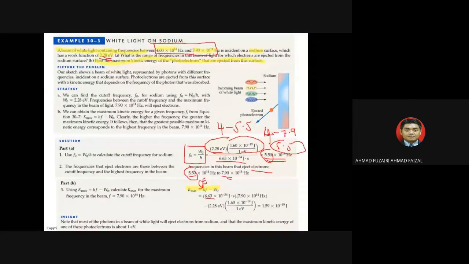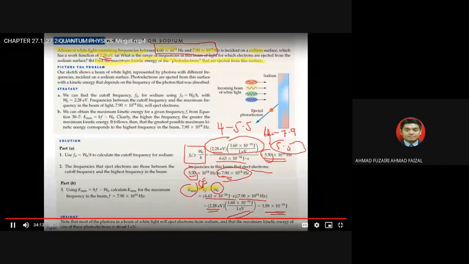So h is the Planck constant, which is this, and the frequency, maximum frequency 7.9. So you input the frequency here, minus the work function. The work function given is 2.28 electron volt. Again, you have to convert into joule, and finally you can calculate the maximum kinetic energy, which is given here.